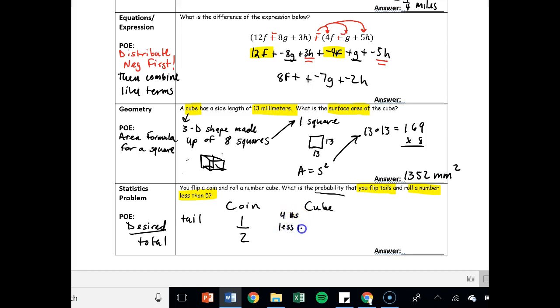less than 5. So 4 numbers out of how many total possible numbers? That's 8, right? And so your probability is just then going to be 1/2 times 4/8, which when you multiply straight across, again, you could cross cancel there if you want to, you get 4/16, which when you simplify by dividing both by 4, you get 1/4. So your probability is 1/4 or 25%, right? That you would flip a tail and get a number on the cube less than 5. Again, anything that you haven't written down that I have, please make sure you do.